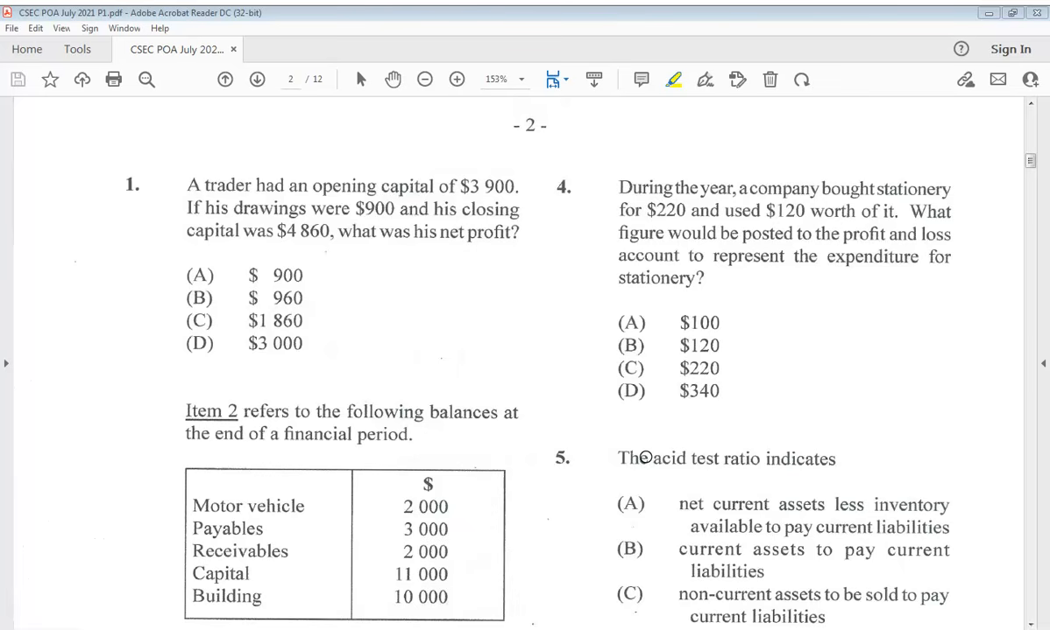I will be doing the CSEC Principles of Accounts July 2021 paper 1. This is going to be a two-part video. This is part 1, where we'll be covering the first 30 questions.